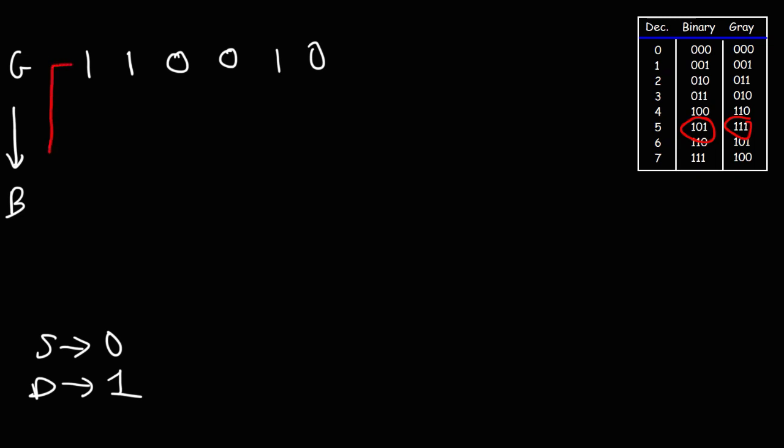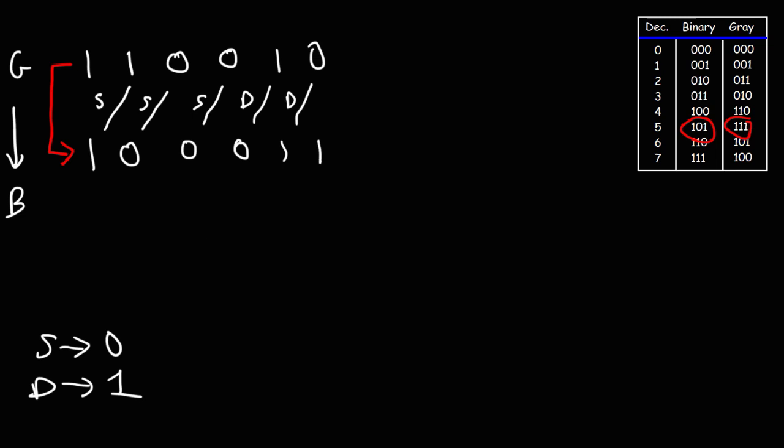So first, let's rewrite the MSB. So that's 1. Next, let's compare those two. So 1 and 1 are the same, so we're going to write 0. And then 0 and 0 are the same, so we're going to write 0 again. These two are the same, so that's a 0. 1 and 0, they're different, so we're going to put a 1. And 0 and 1 are different, so that's a 1.